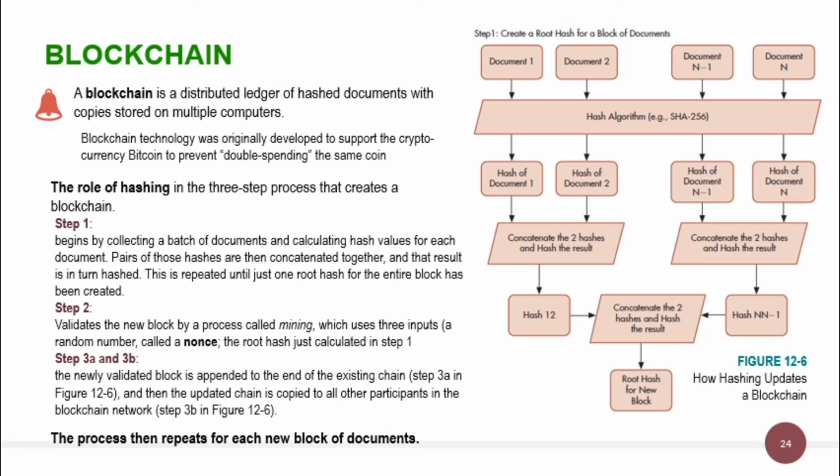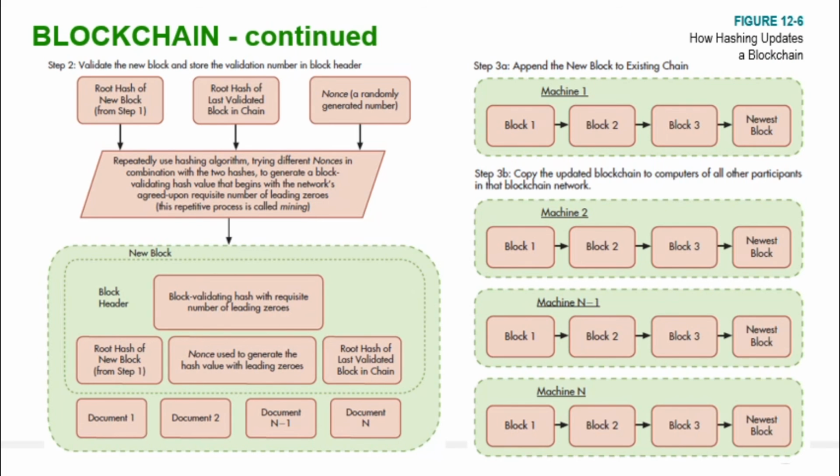Step 3b in figure 12.6. This is only step 1. And then this is used in step 1. After the documents are concatenated to the root hash for the new block. And next, this is step 2, validate the new block and store the validation number in the block header. So this is the root hash from step 1, the root hash for the last validated block, and a nonce, a randomly generated number.